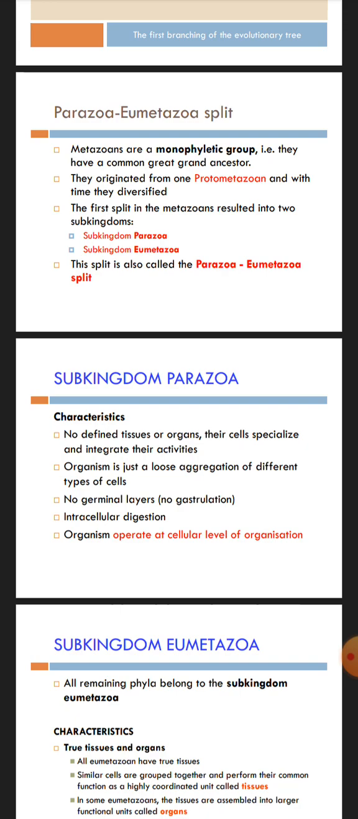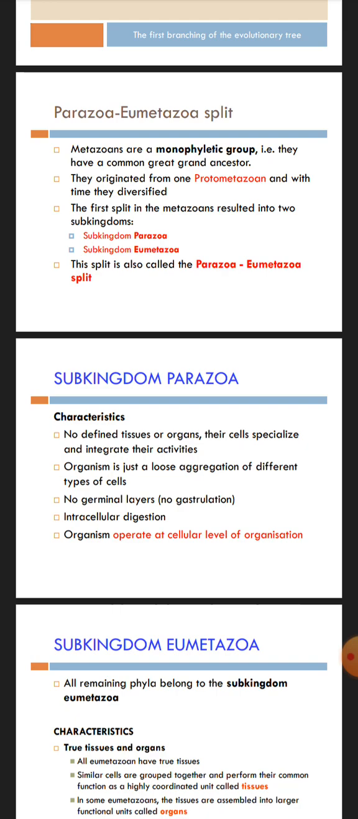coeloms, others have one mouth, others have two mouths, others have two layers, others have three layers, others have pseudocoelom, whereby it's been filled. So you will understand that the more features animals gain, the more they diversify further. So that's why we say that there's diversity.